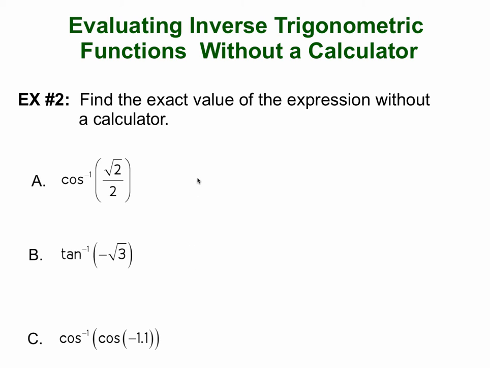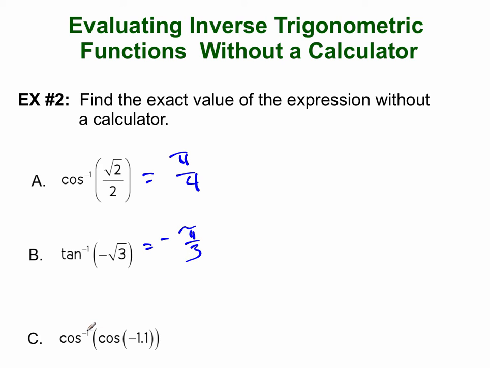Now, to find the exact value without a calculator, let's think about this. I want the angle whose cosine is root 2 over 2. Oh, that's pi over 4. I want the angle whose tangent is negative root 3. That's negative pi over 3.